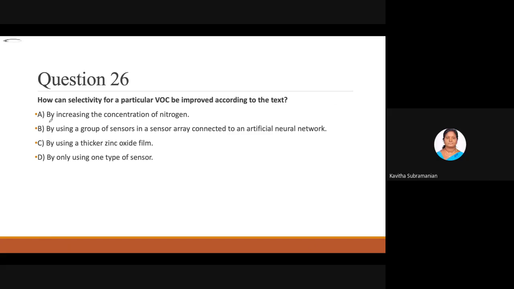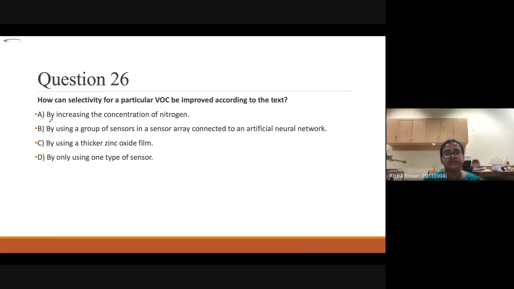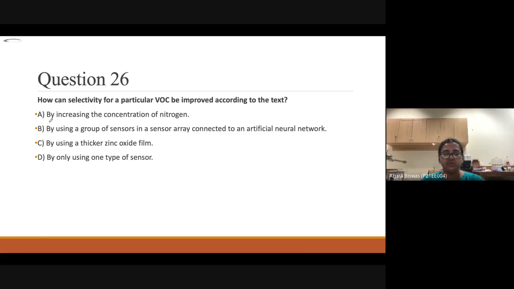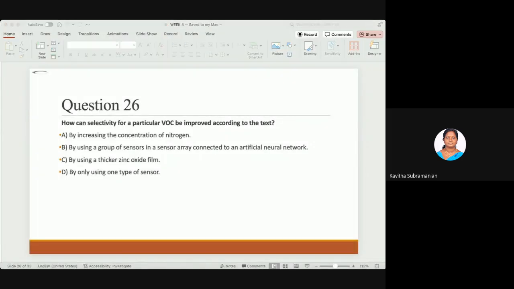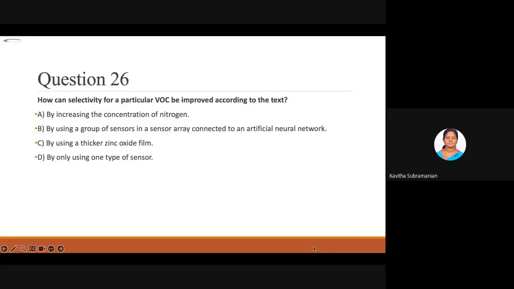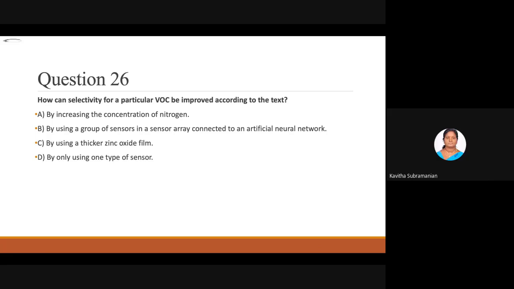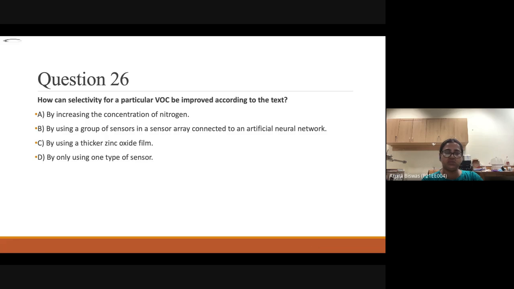Which one is the right option? By using a thicker zinc oxide. No. How can selectivity for a particular VOC be improved according to the text? Take your time, but give me the right answer. By increasing the concentration of nitrogen. No. Nitrogen is a carrier gas, right? So there is no role of the nitrogen concentration.